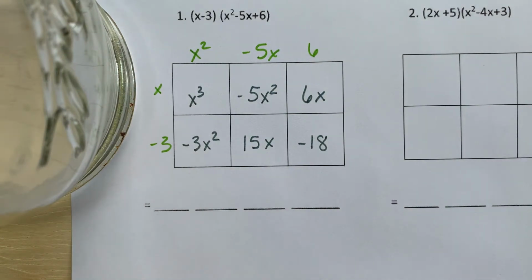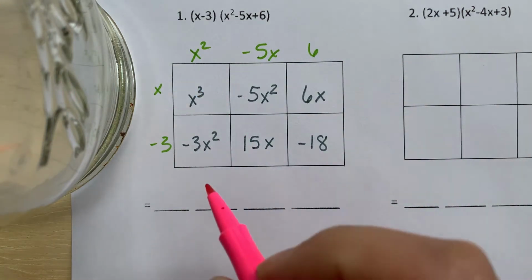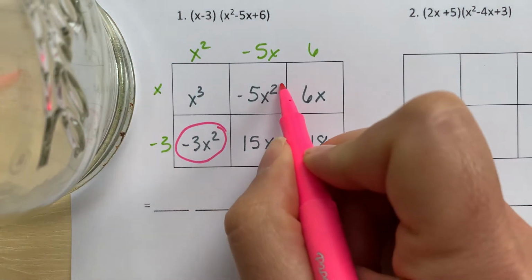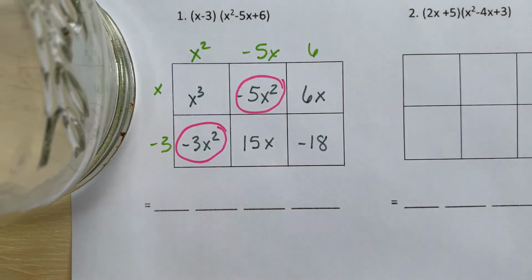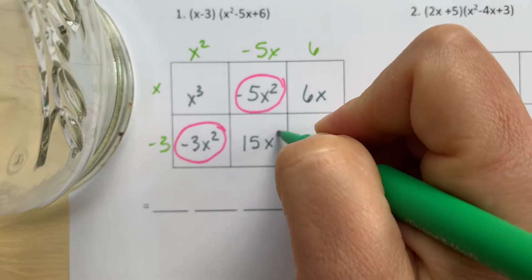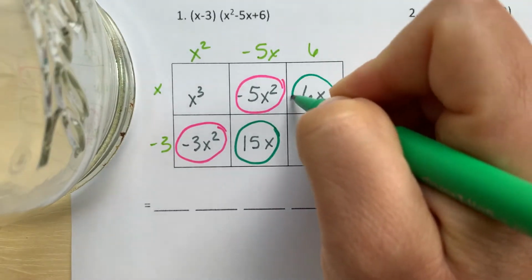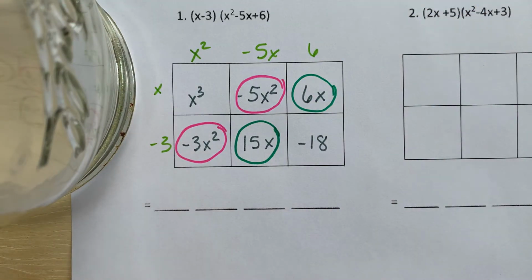Now we have to look and see what's exactly the same. So I don't have any other x cubes. I do, however, have 2 x squareds and I have 2 x's.